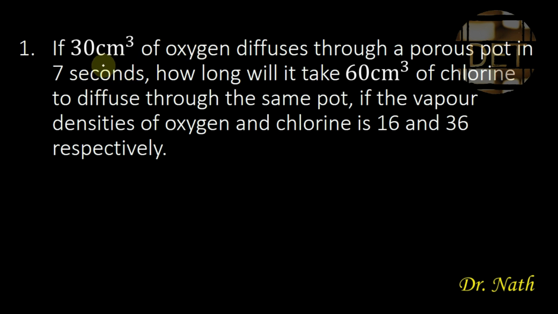In this video, we'll be looking at this calculation from Graham's law of diffusion. The question is, if 30 centimeter cube of oxygen diffuses through a porous pot in 7 seconds, how long will it take 60 centimeter cube of chlorine to diffuse through the same pot if the vapor density of oxygen and chlorine is 16 and 36 respectively?